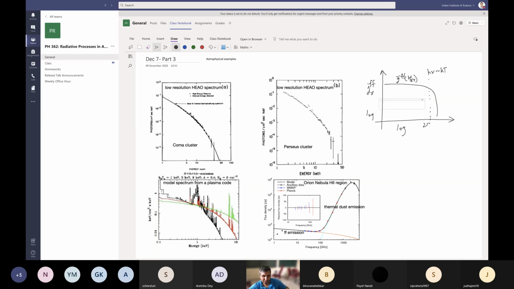This is not energy per unit time per unit area. This is not energy flux. This is the number flux. So for number flux, N nu, for example, should be proportional to J nu divided by the energy of the photon. So this should have a slope of nu to the -1, right? At small frequencies. Is it clear?